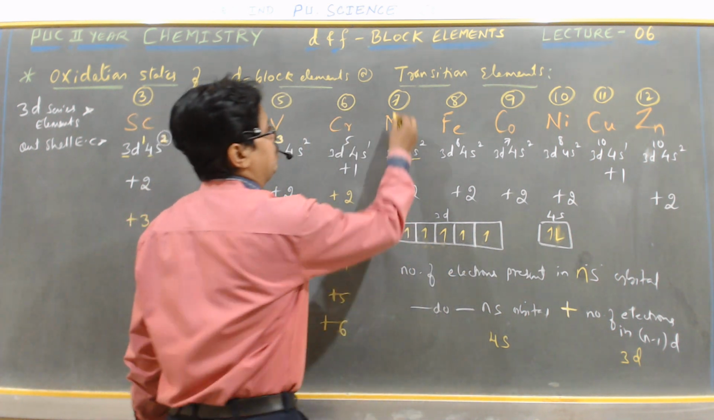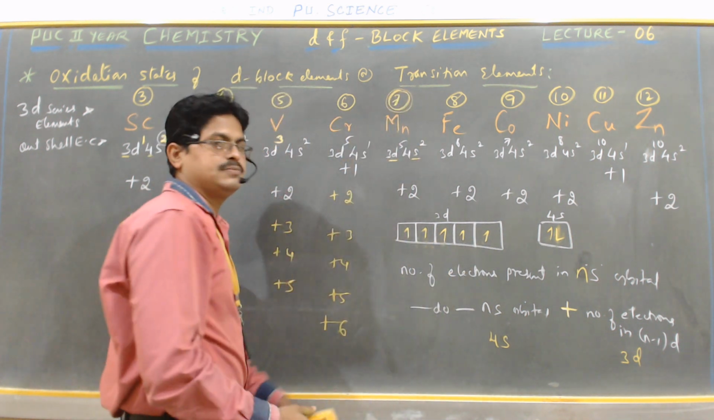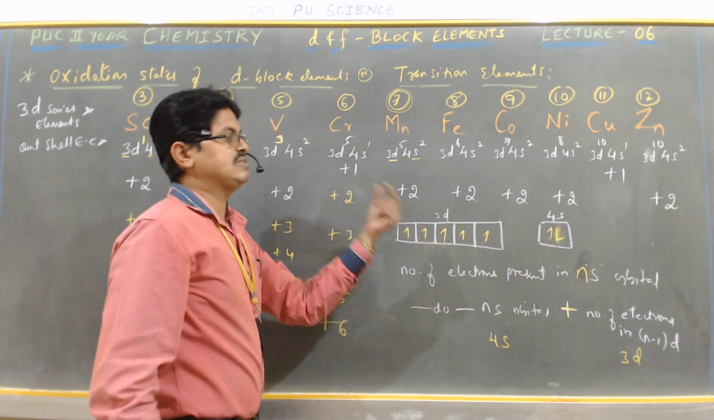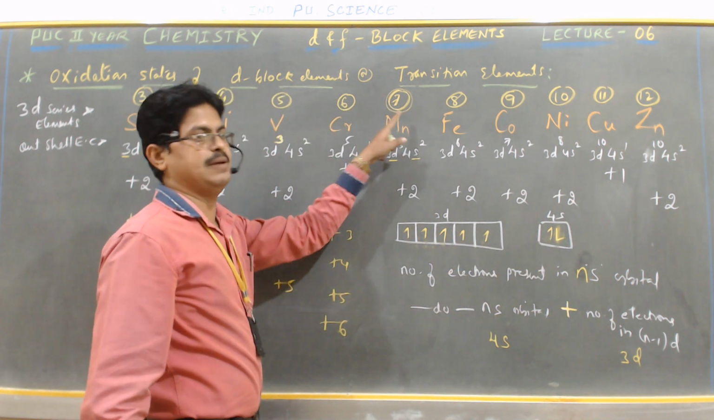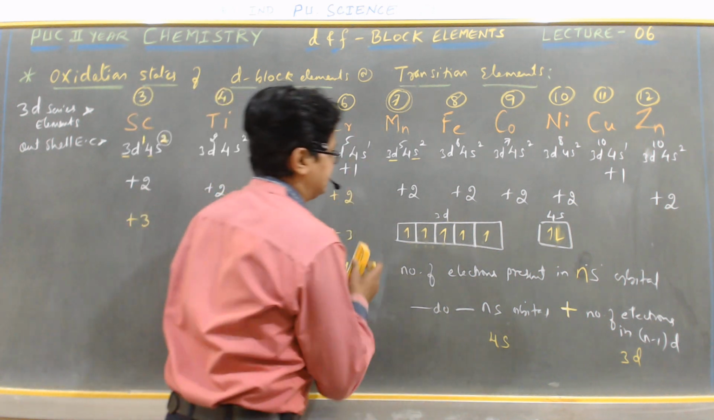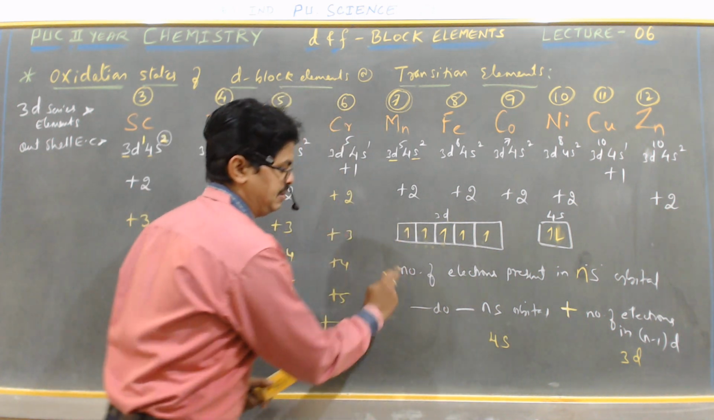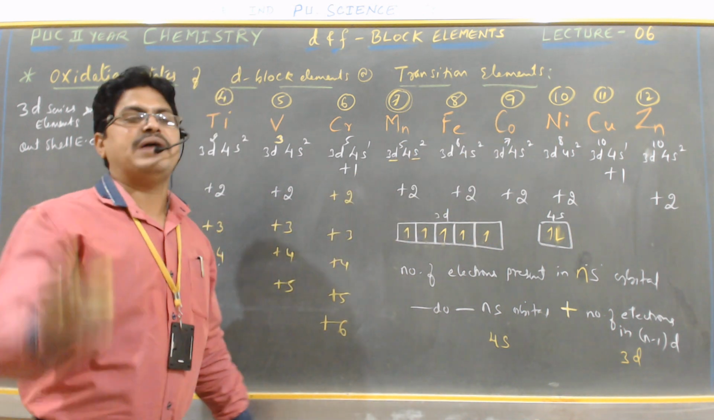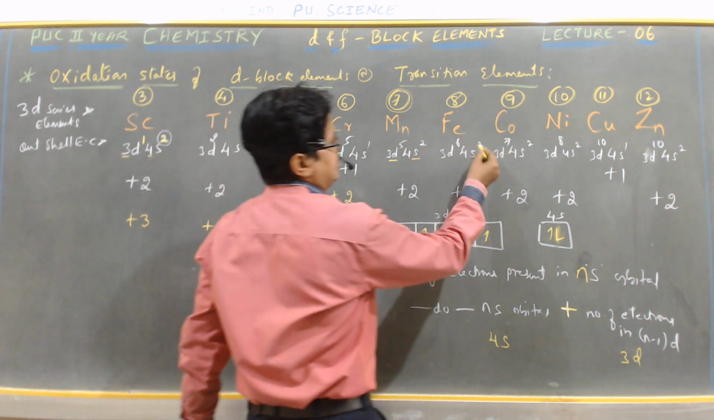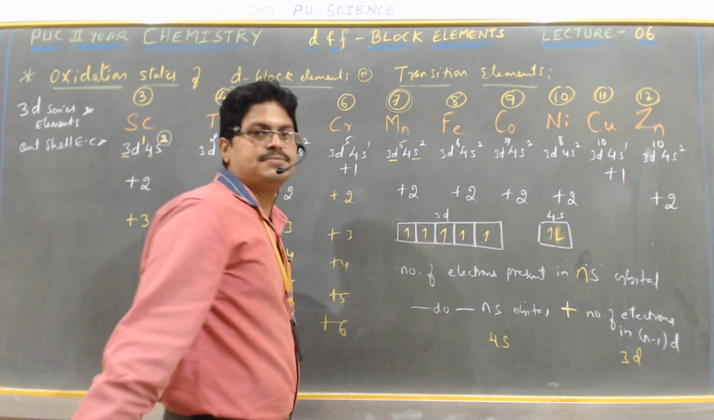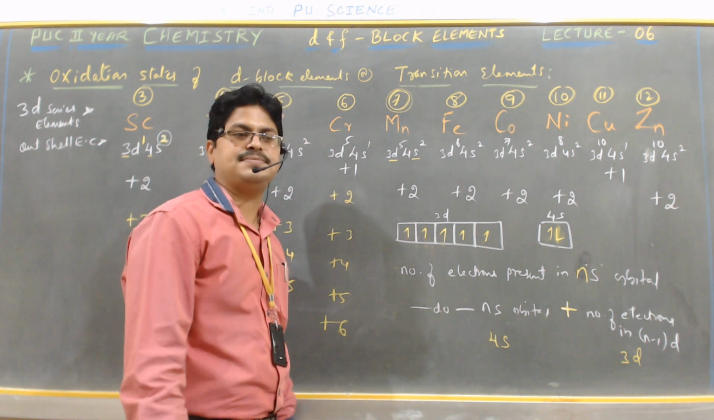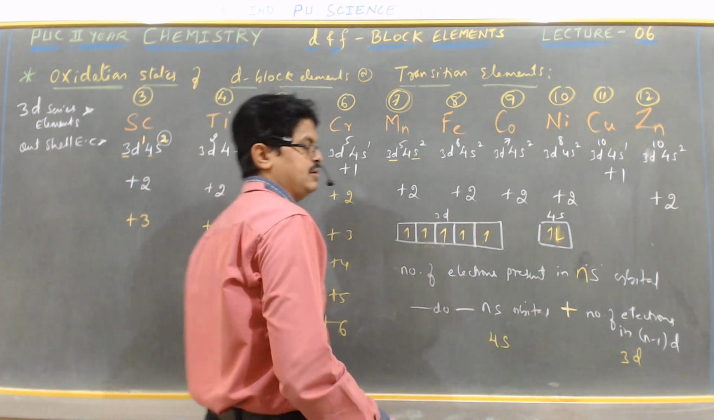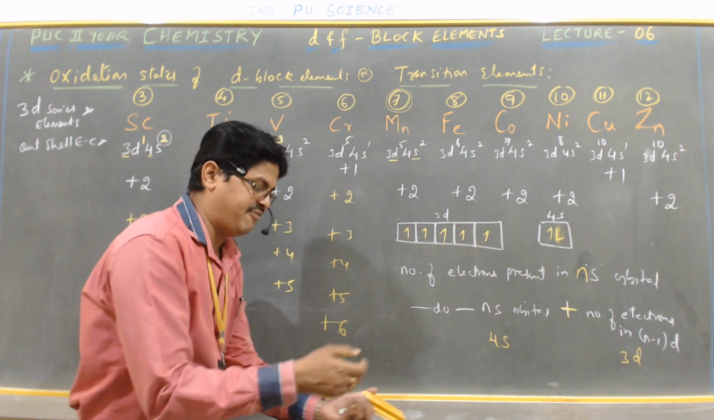Look here, even the group number is coinciding. 2 plus 5 is 7, and the group number is also the same. So the maximum oxidation state is plus 7. So plus 2, plus 3, plus 4, plus 5, plus 6, plus 7. But from iron onwards, if I take 6 plus 2, 8, does iron form plus 8? No. Why, sir? Again the formula changes slightly.